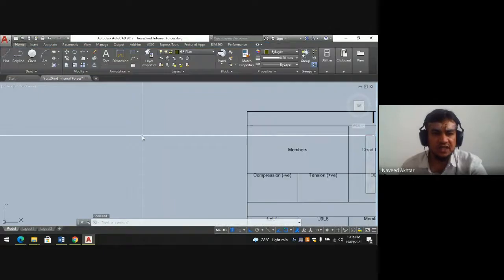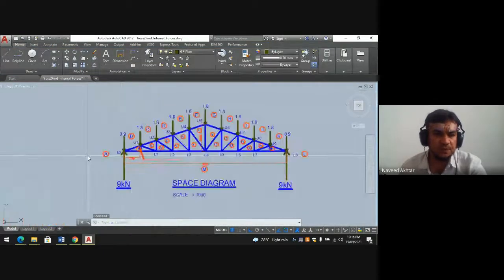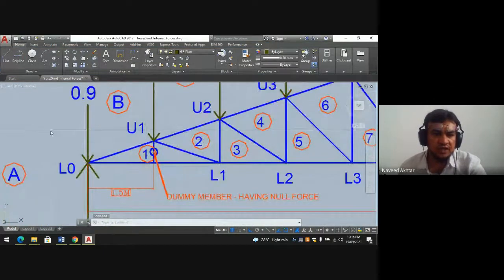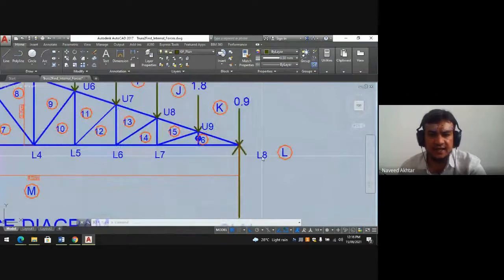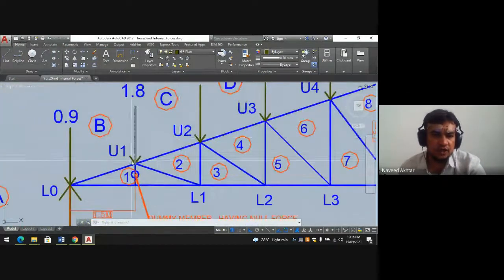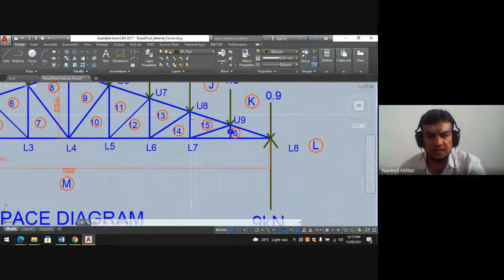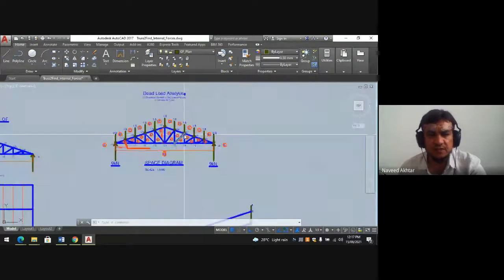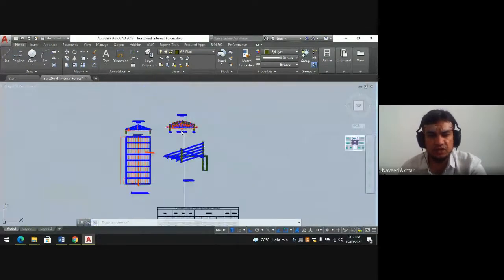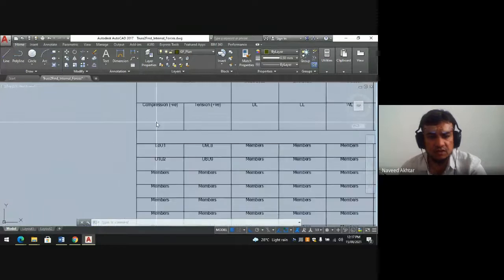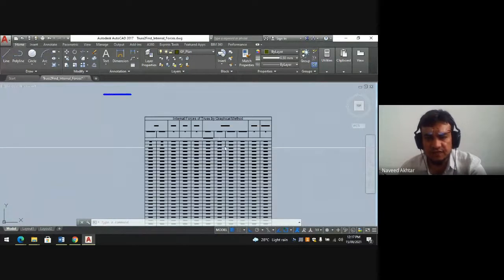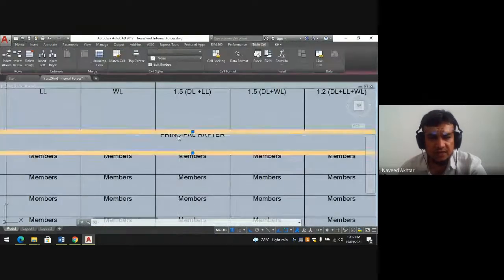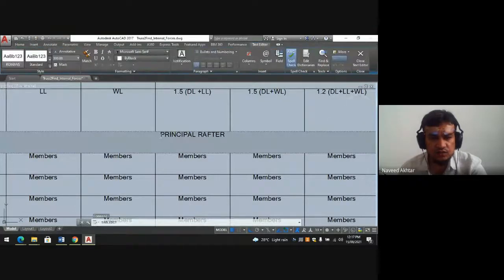Okay, now here you see in the truss, L0U1 is same as U9L8. Similarly, U1 U2 is similar to U8 U9. In the same way, U2 U3 is similar to U7 U8. So that's why I am writing here. Okay, this is the rafter. This is our principal rafter.